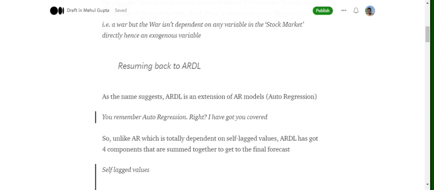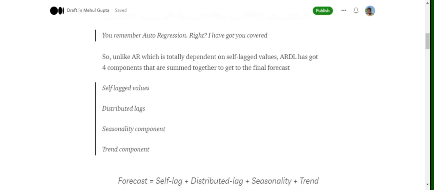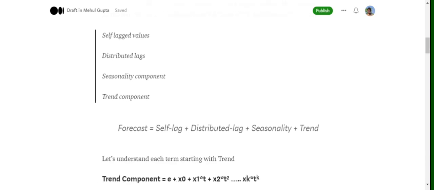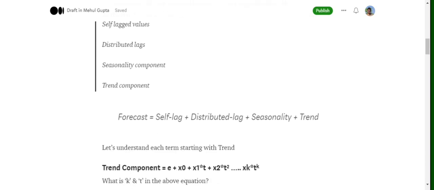Now, in ARDL, apart from the AR component, that is the auto regression component, we have three more components coming in. That is distributed lag, seasonality, and trend. So the future forecast that we wish to make comprises four components: self lag, plus distributed lag, plus seasonality and trend. So let's understand each of them one by one. And finally, we will present a case for a particular forecast and see how these values take place.